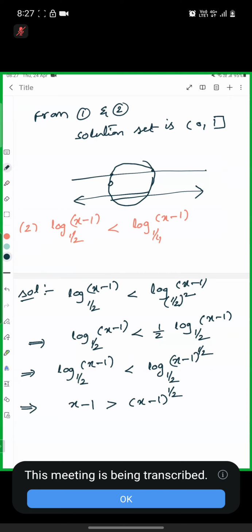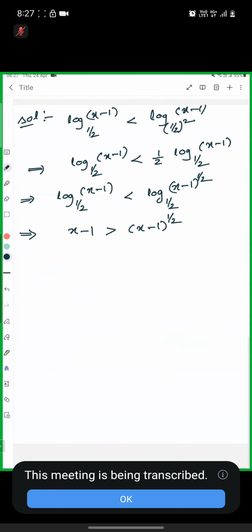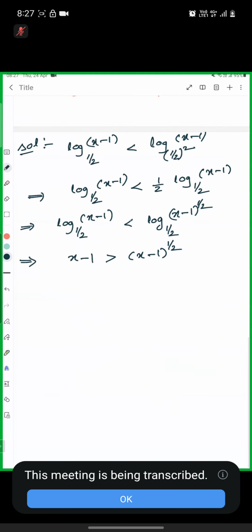Because base is less than 1, logarithmic function is a decreasing function. That's why inequality sign changes after removing logarithm. In removing logarithm, inequality sign changes if base is less than 1. No change in the inequality if base is more than 1. Now square it on both sides. Why squaring? To remove the power 1 by 2 on the right-hand side, because x minus 1 power 1 by 2 is there. That's why.